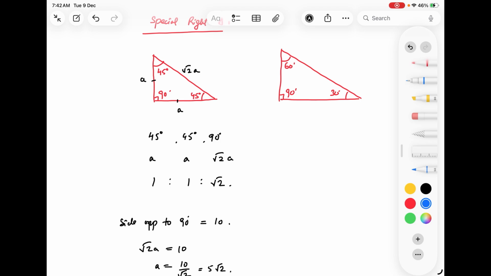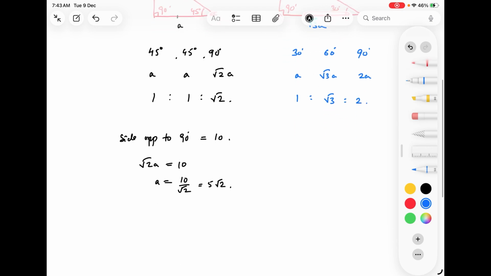In another type of triangle, in a 30, 60, 90 triangle, if this side is A, this is root 3A, and this is 2A. Always remember that in a 30, 60, 90 triangle, the side opposite to 90 degrees is twice the side opposite to 30 degrees. So we can remember it like this: 30, 60, 90. Side lengths are A, root 3A, and 2A. And you can say that the side ratios are 1:√3:2.